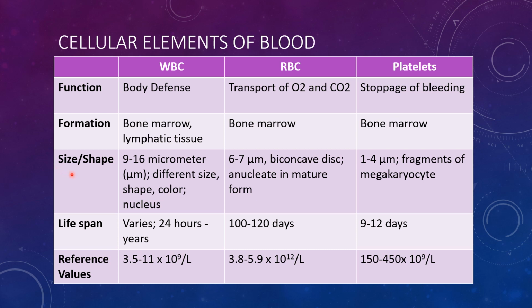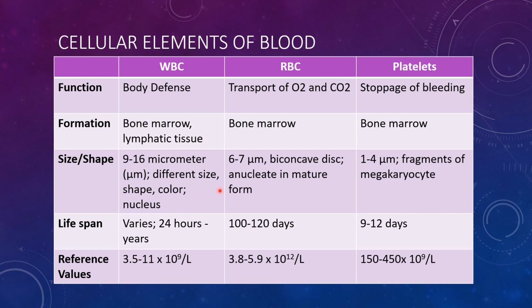Now let's go to the size and shape. So if you see the size, the WBC size is 9 to 16 micrometers. Ibig sabihin, malaki siyang cell compared to your two other cellular elements. So it varies in size, shape, color, and your nucleus. So you will know later on what these different types of your WBCs are and what their distinguishing characteristics are.